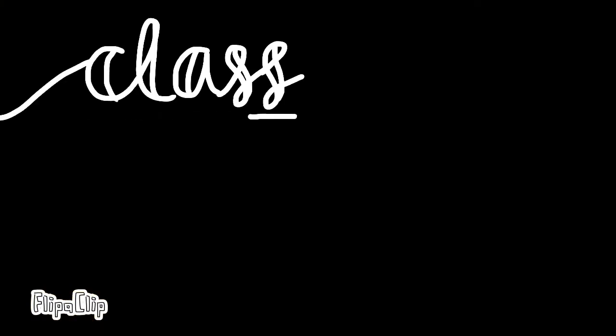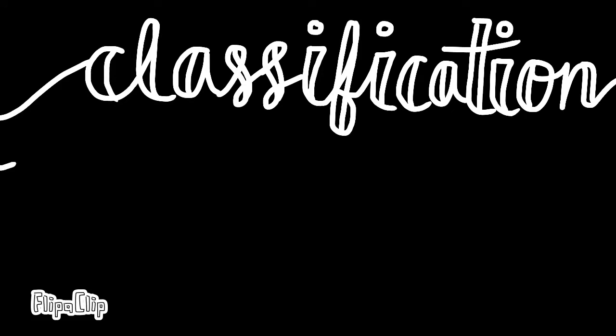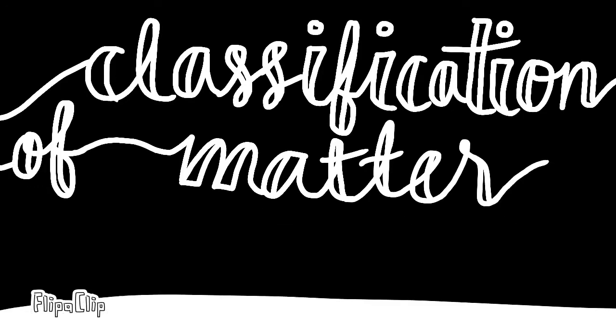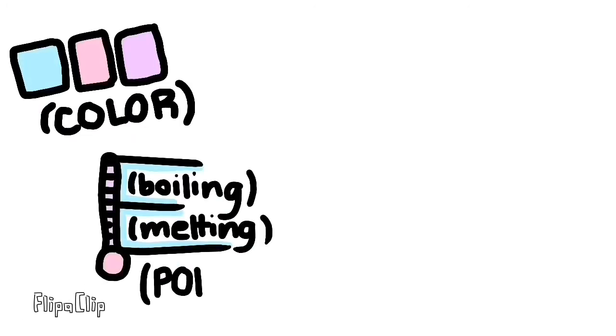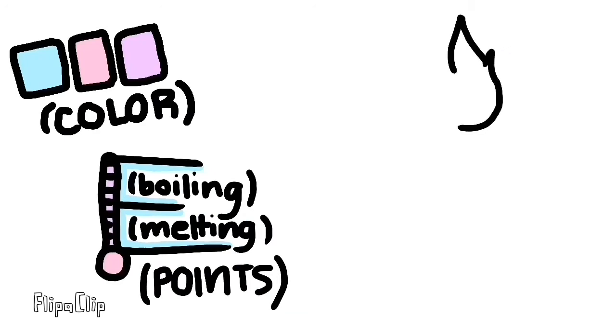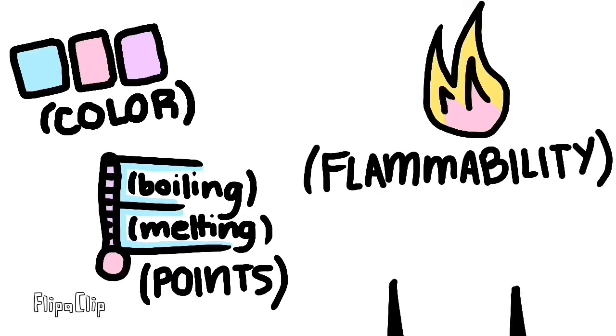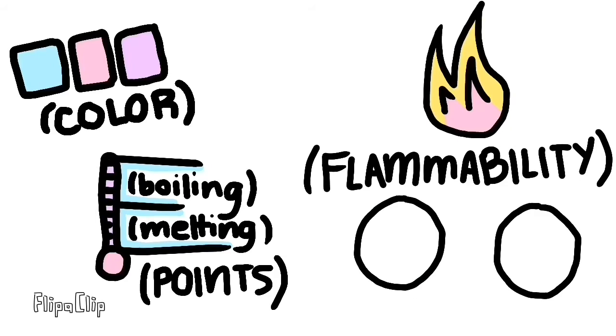Our second topic: the classification of matter. Matter can be classified according to their physical and chemical properties. Color, melting, and boiling points are the physical properties, while flammability and reactivity are the chemical. What are the states of matter? We have the solid, liquid, and gas.